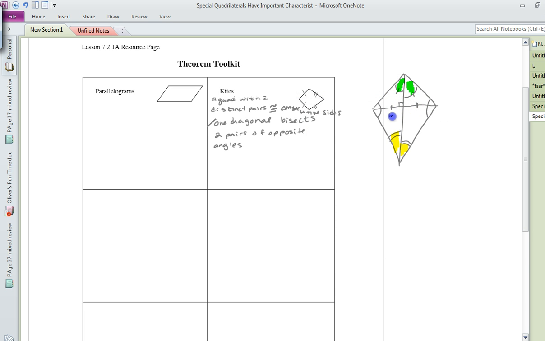Because this is the height of the first triangle, and because the first triangle is reflected over the long side in this case, a copy of the height is projected into the second triangle, creating a diagonal that is bisected. So another characteristic of the kite, one diagonal bisects the other.